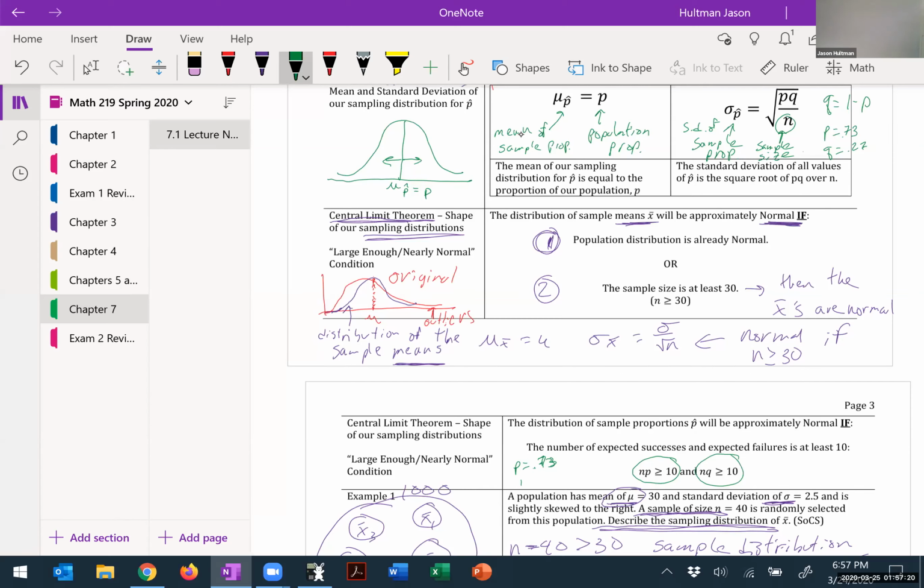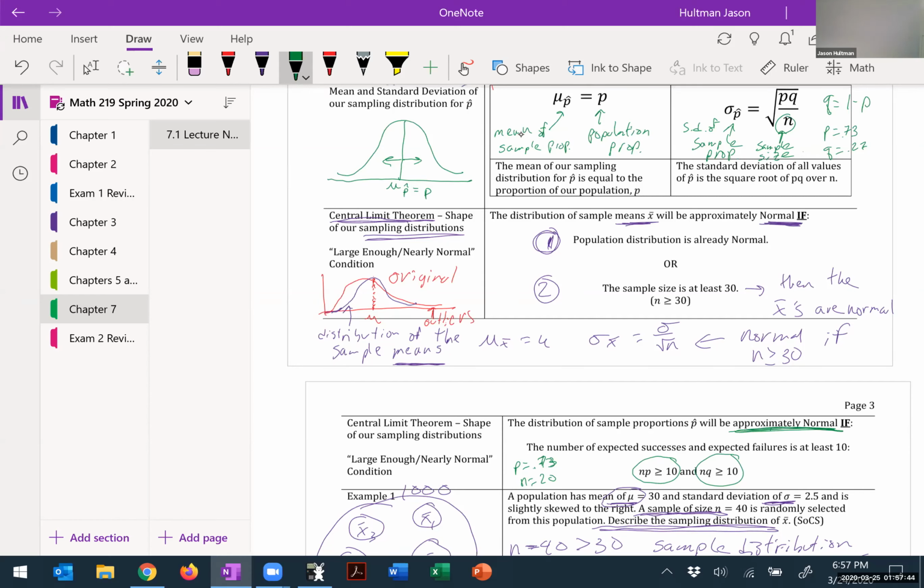Well, what's 10 times 0.73? That's 7.3, and that certainly is not bigger than 10. So that's not big enough. A sample size of 10 is nowhere near large enough. But what about a sample size of 20? What if N is equal to 20? Is that going to give me a normal?